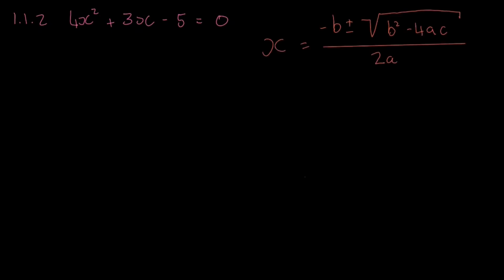And now we just need to think about what a, b, and c are equal to. So a is equal to 4, because 4 is the coefficient behind the x squared variable, so that's going to be 4.